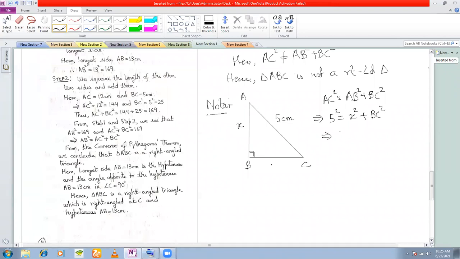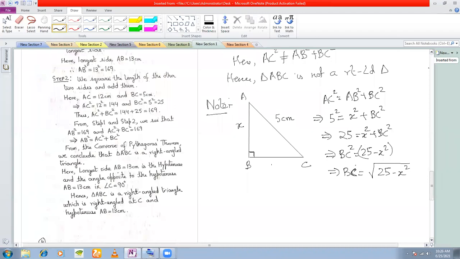Okay, fine. Let's find out BC. 25 is equal to x square plus BC square. That means BC square is 25 minus x square. Okay, fine. We have found out BC square. That means BC is the square root of this. After this, tell me what to do. Yes, sir. After finding this square root, we will take this as BC. Then we will find this AB with the formula of AC and BC.